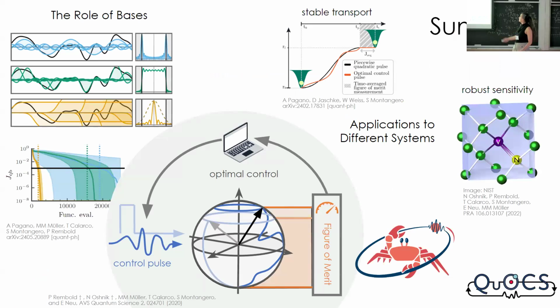Okay, so I've told you about what quantum optimal control means, at least in my definition. I've told you about the role of basis that we found and some example problems.